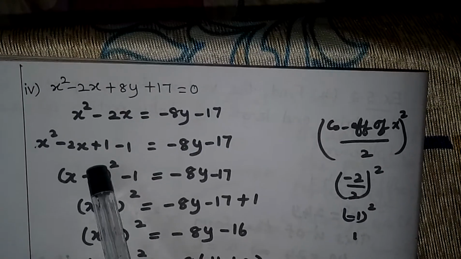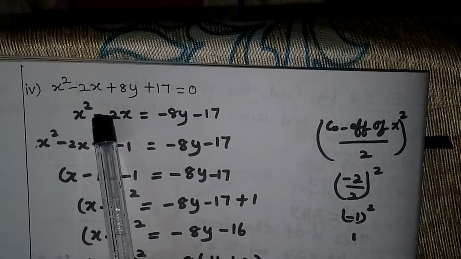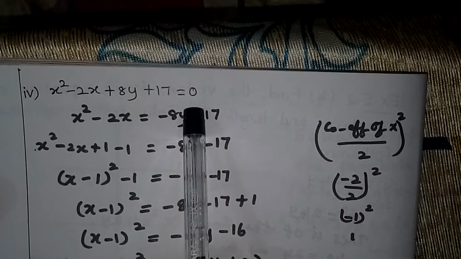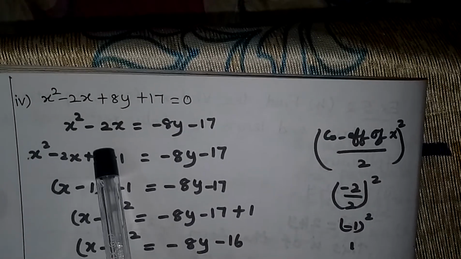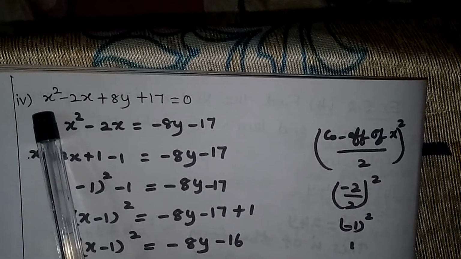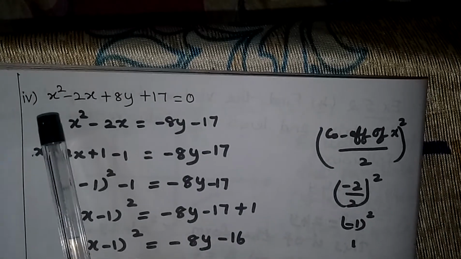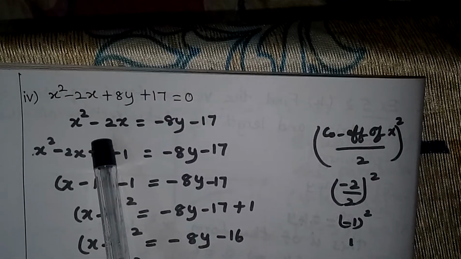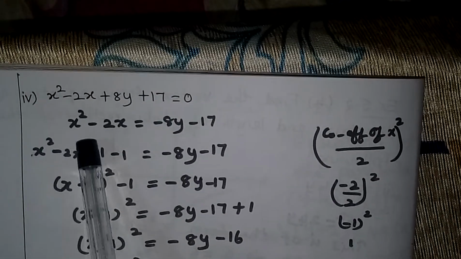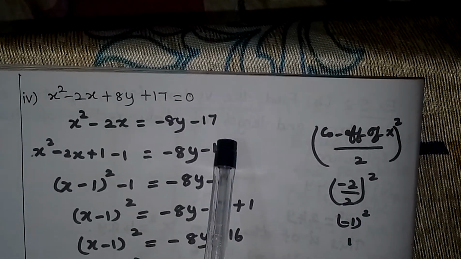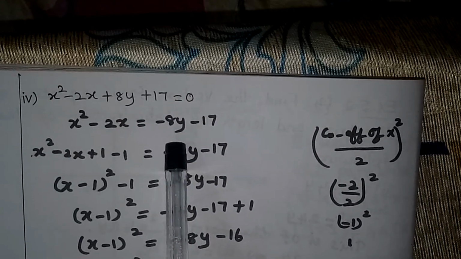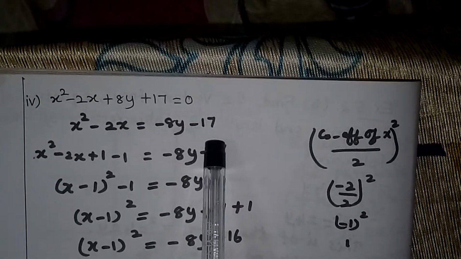Now the fourth subdivision, x square minus 2x plus 8y plus 17 equal to 0. So here what we have to do is keep the x square term here and the x term here. That is where we have the square term. If we have y square, then y square and y you have to keep here. X square means x square and x will be here. Take the other terms to the other side. So this 8y will become minus 8y and this 17 will become minus 17.